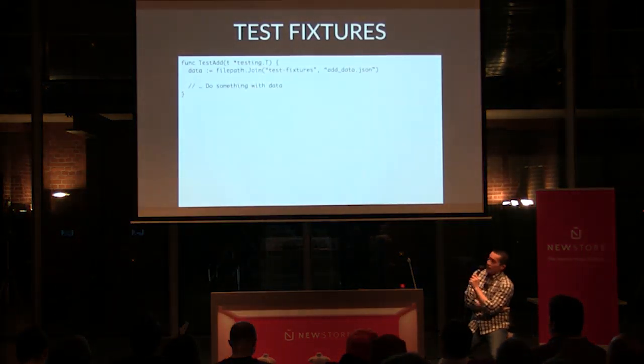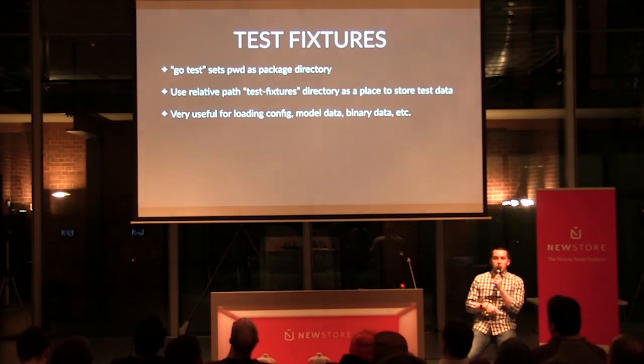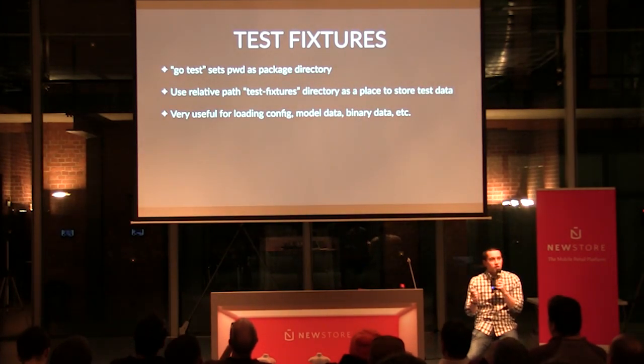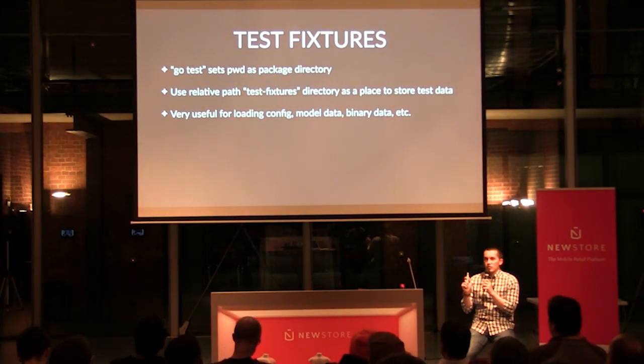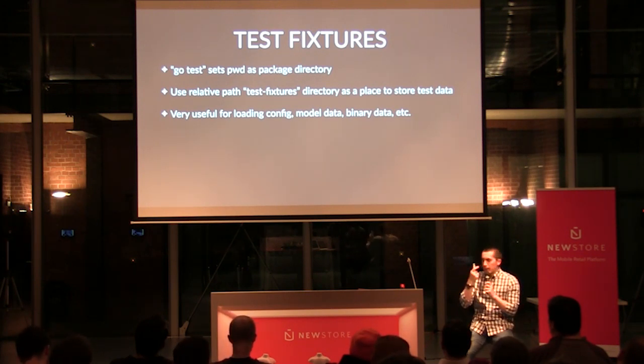It looks like this, and the key is using just a relative path to get a test fixture. So that looks really simple. Surprisingly, not a lot of people know this, but go test will actually, no matter where you call it from, change directory to that package. So your working directory in every test case is always the package directory. That means you can use relative paths to access test data.